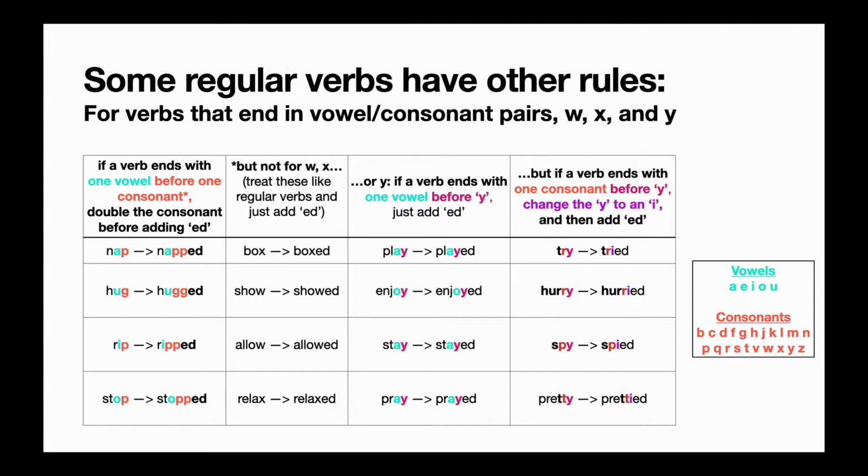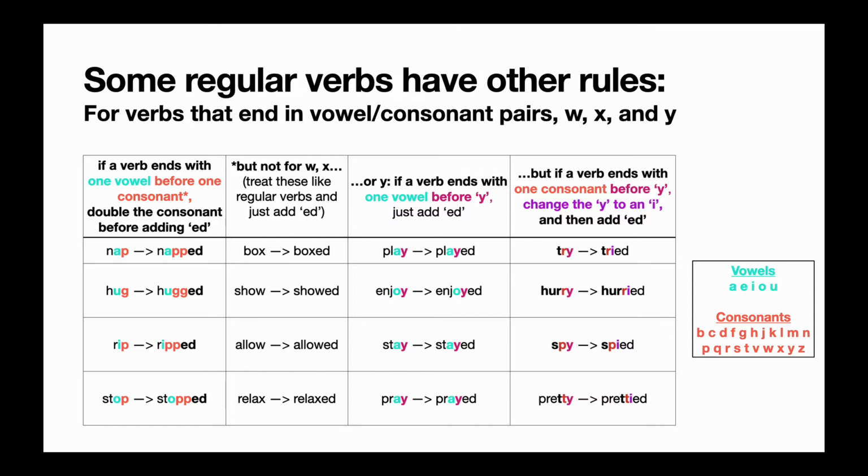The reason why we do this is for pronunciation purposes. If we did not add this extra consonant, then the words that we make by adding ed would sound completely different. So instead of napped, we would have naped, and hugged would be huged, and ripped would be riped, and stopped would be stoped. This is for pronunciation purposes.